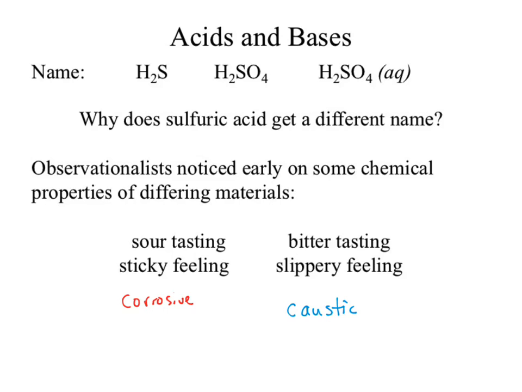Weaker acids are going to have this nice kind of sour taste, like a lemon. Why does a lemon taste sour? Citric acid. There is an acid within the lemon. Okay? So what we're looking at is classifying those substances according to their kind of bulk properties. Acids tend to be sour tasting, sticky feeling, and corrosive. Bases, on the other hand, tend to be bitter tasting.